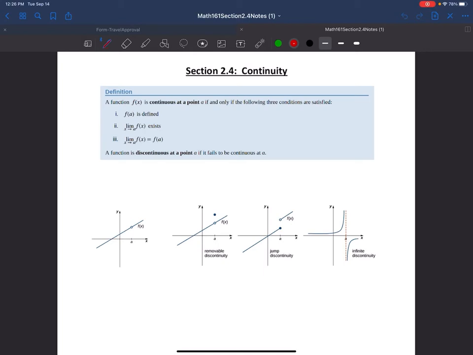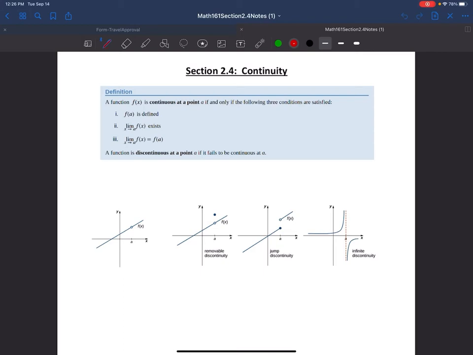All right, class, we're going to do section 2.4 now on continuity. Continuity is a really important principle in calculus. I'm going to first start by giving a little bit of an intuitive definition using pictures and whatnot, and then we're going to go into a formal definition.